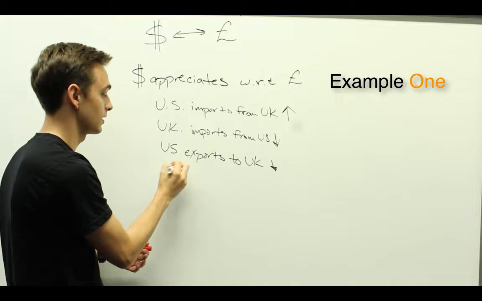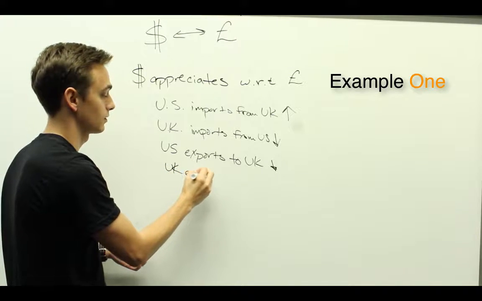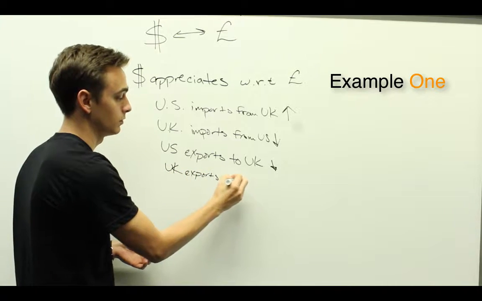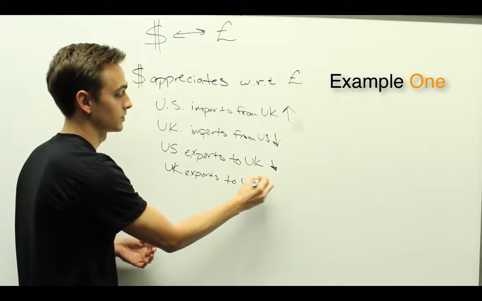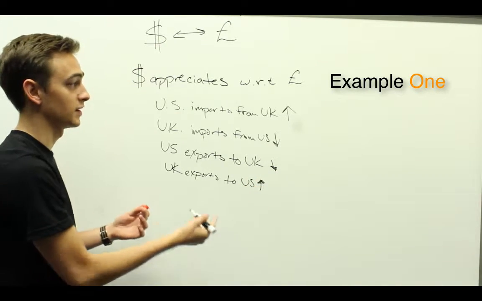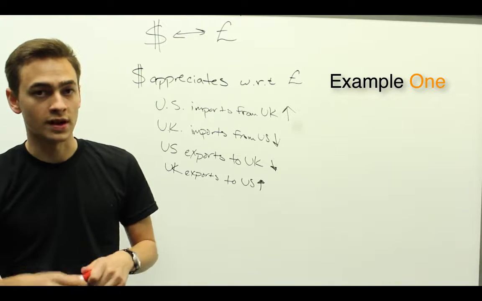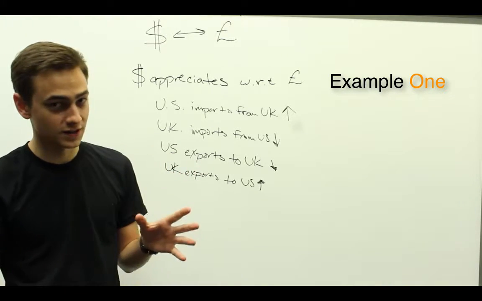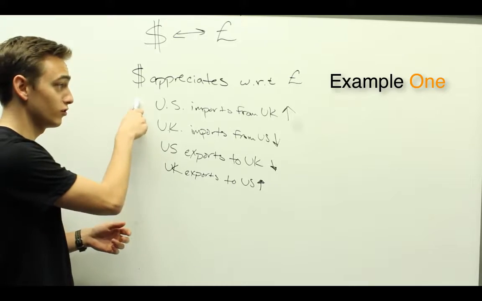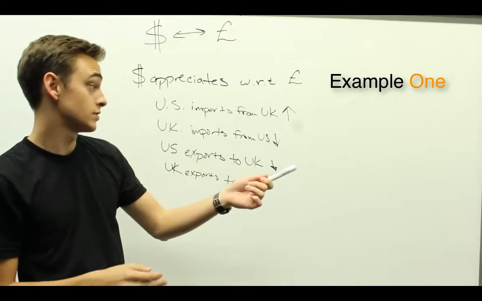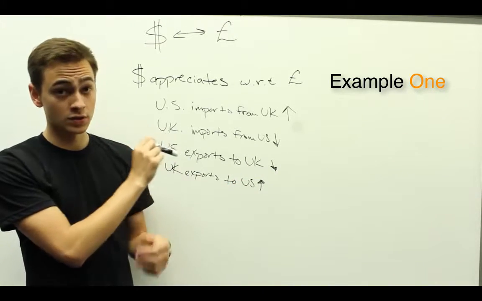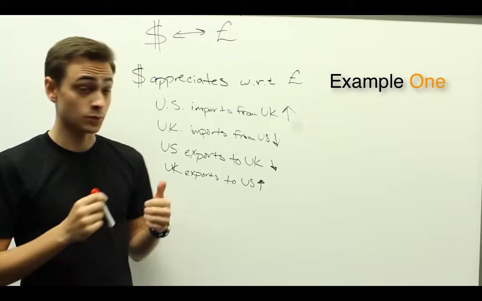You could also frame this in terms of the United Kingdom: the United Kingdom's exports to the US go up. That's a way to answer all these questions depending on whose perspective you're asked for and what happens. This is all kind of confusing, but when the dollar appreciates relative to the pound, US imports go up and US exports go down.